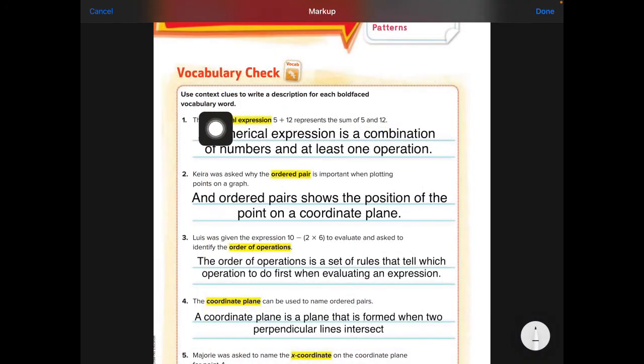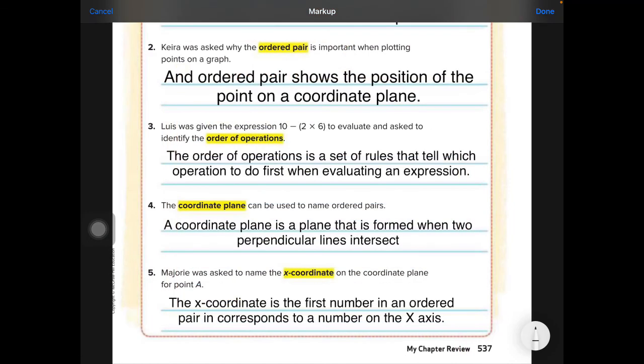Use context clues to write a description for each bold-face vocabulary word. Here's bold-face, and we're going to write a definition for it. So numerical expression. The numerical expression 5 plus 12 represents the sum, which means adding, of 5 and 12. Here is your answer. A numerical expression is a combination of numbers and at least one operation. There's at least one operation there. Ordered pair. Kiara was asked why the ordered pair was important when plotting points on the graph. Here is the definition. An ordered pair shows the position of the point on a coordinate plane.